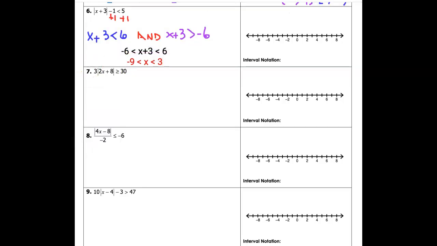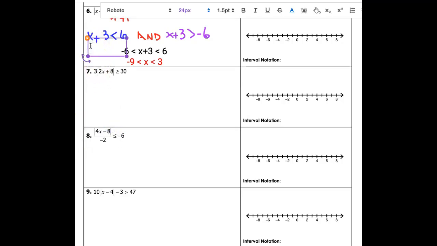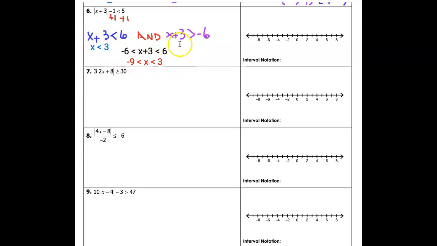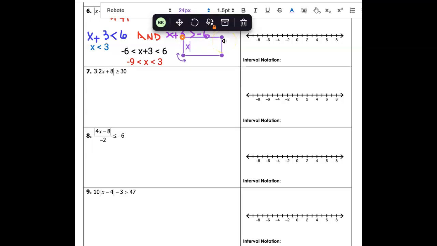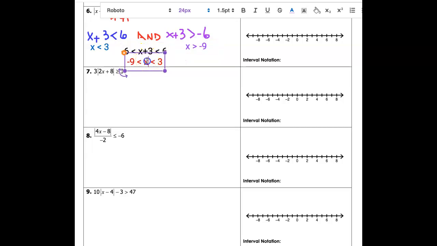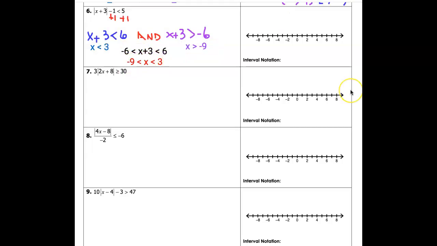I get the same thing up above. So here, if I subtracted 3, I would get x is less than 3. Same thing we got right here. And then on this side, if I subtracted 3, I would get x is greater than negative 9, which is the same thing we got here. This is just condensing it a little bit.